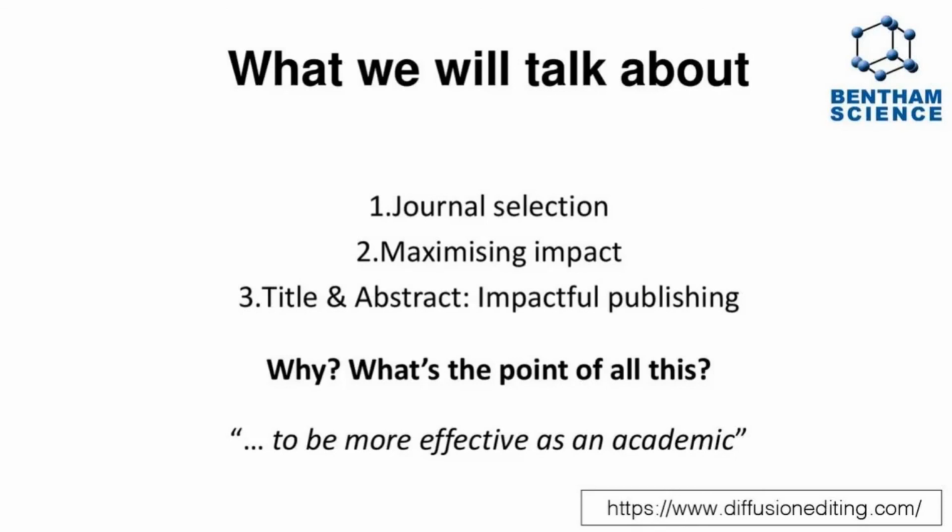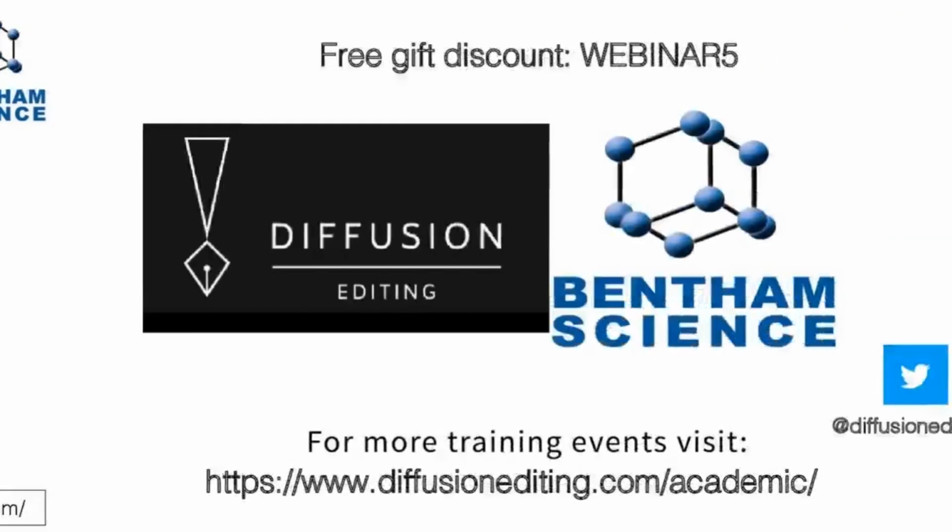We have talked about 3 things in this presentation this afternoon: journal selection, maximizing impact, and being impactful with your title and with your abstract. The point of all of this, as we've talked about already, is to maximize your impact. Be effective as an academic. This is what we hope that we are able to help you with.